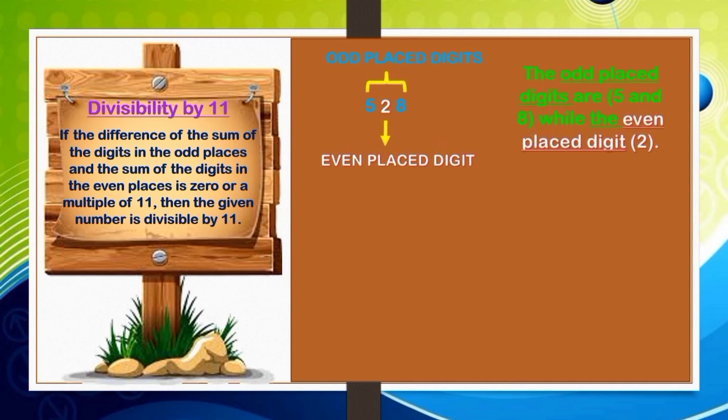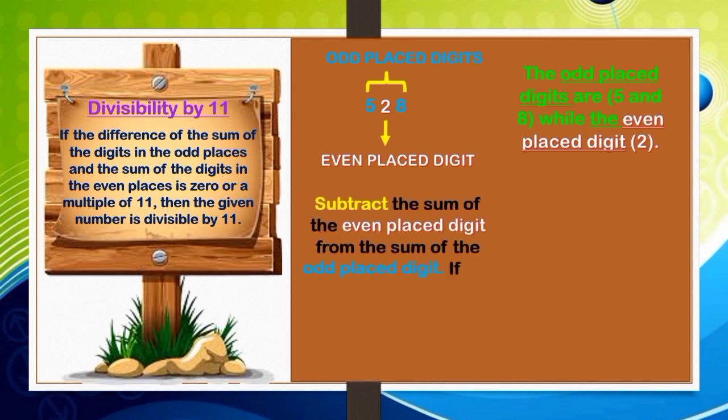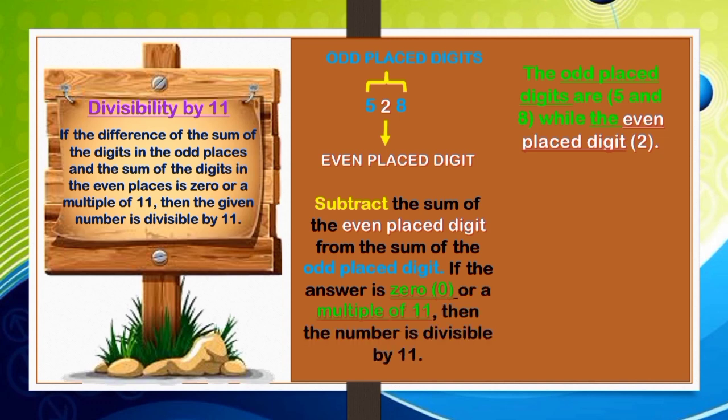The odd place digits are 5 and 8, while the even place digit is 2. What shall we do? We are going to subtract the sum of the even place digit from the sum of the odd place digit. If the answer is 0 or a multiple of 11, then the number is divisible by 11. Let us show. 5 plus 8 minus 2, that will give us an answer.